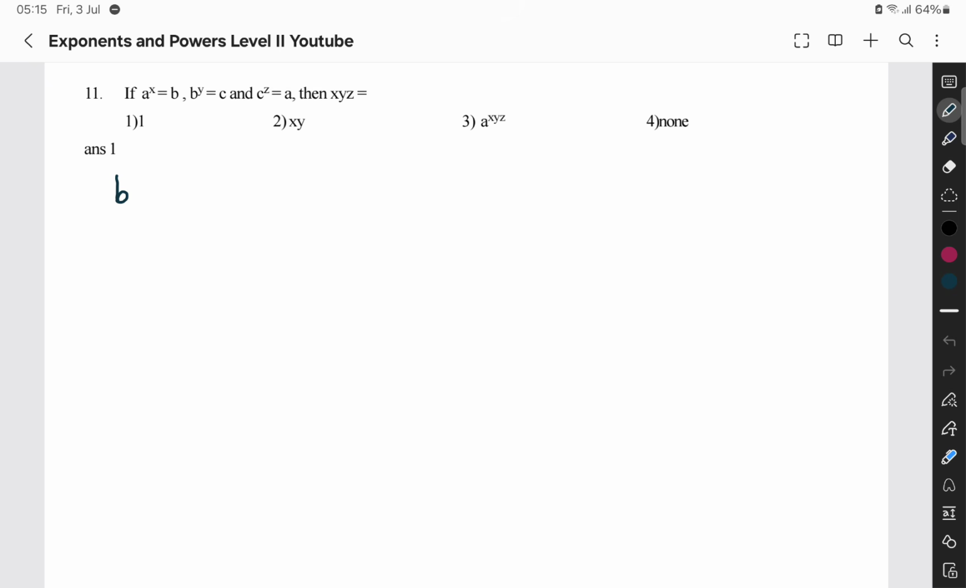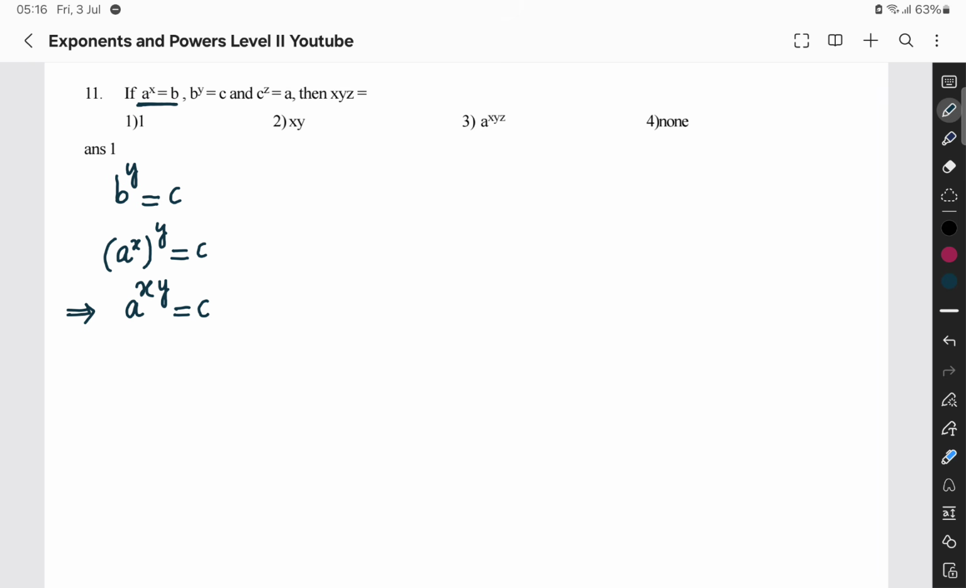I will take b power y equal to c. Now, in the first one, they have given b is equal to a power x. I will use this. I will write b as a power x whole power y equal to c. So, from this, a power xy will be equal to c.